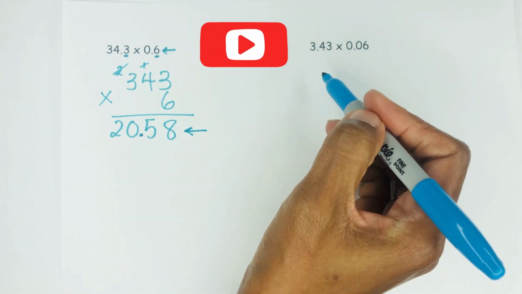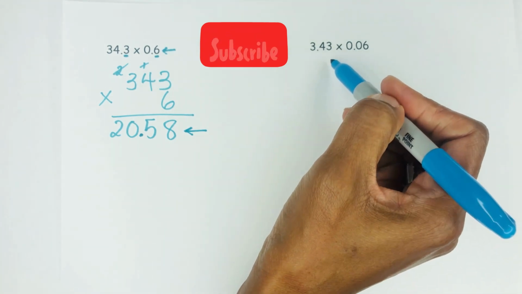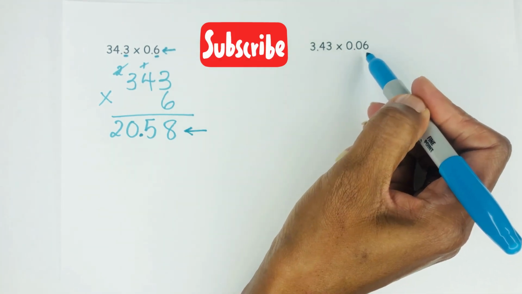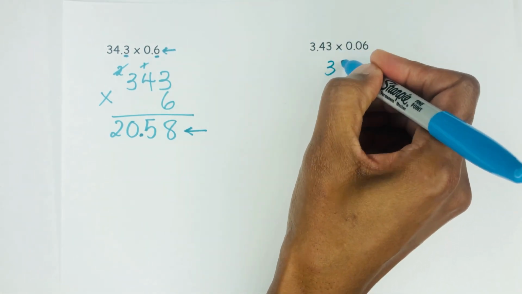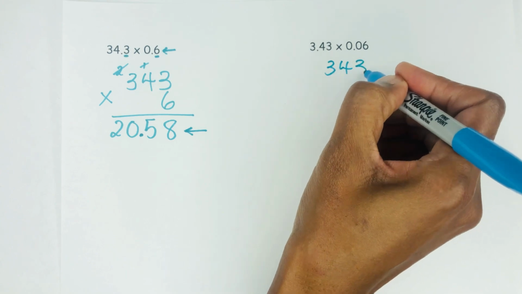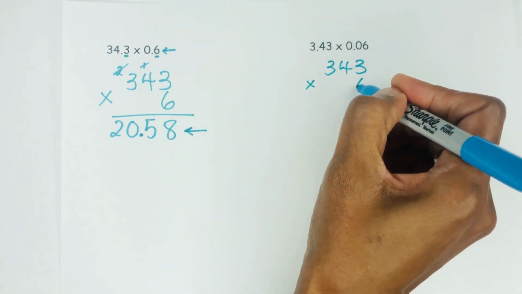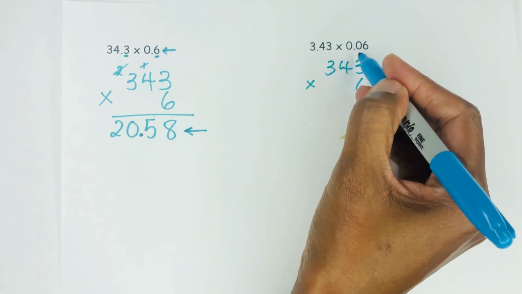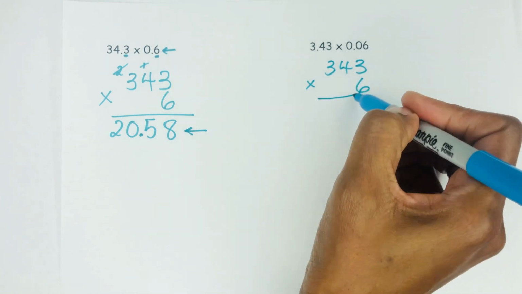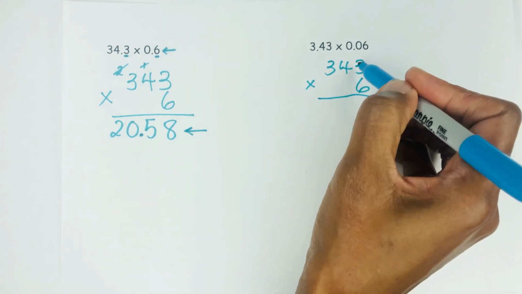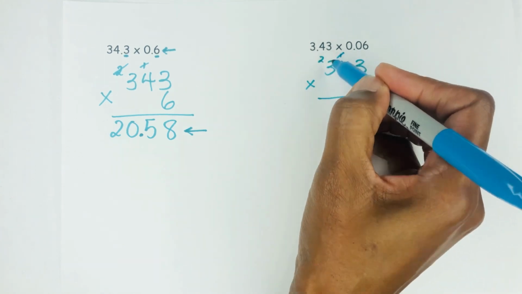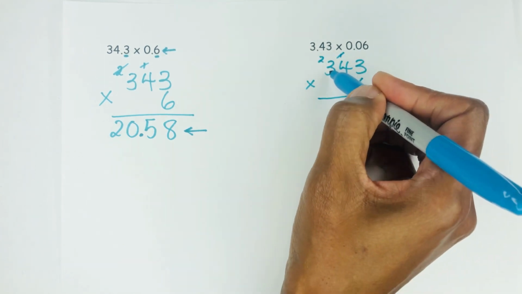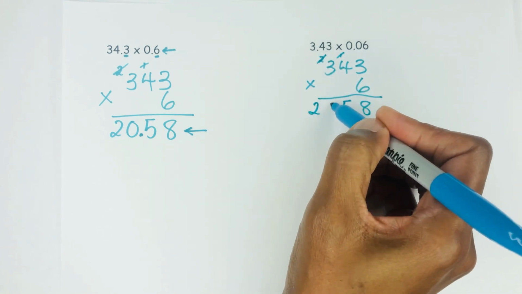Let's go to the second one. So we have 3 and 43 hundredths times 6 hundredths, right? So let's set it up exactly the same as what we did before. Times 6. There is no value here, so we don't need to put all those zeros, okay? So we do the same thing. 6 times 3, 18. 6 times 4, 24. That gives us 25. 6 times 3, 18, that gives us 20.